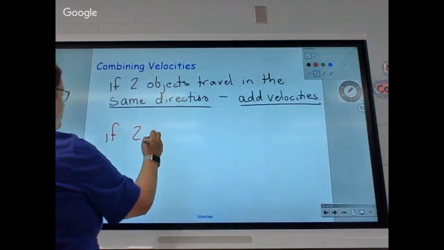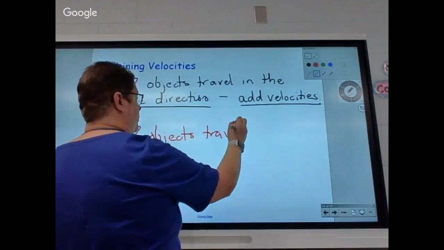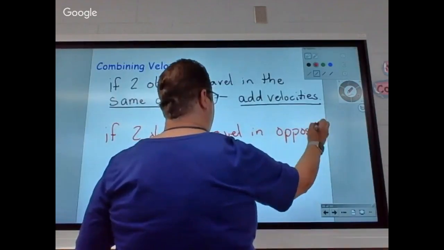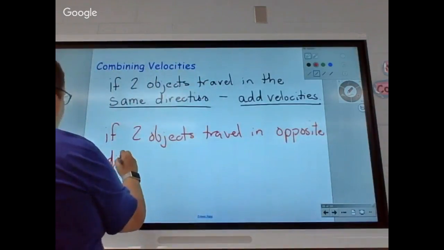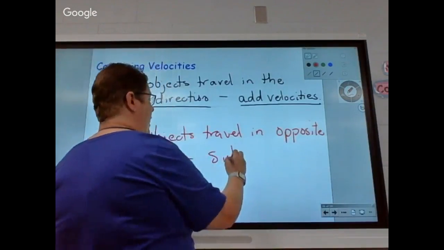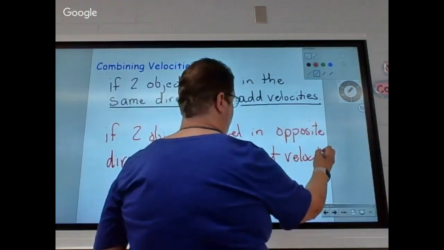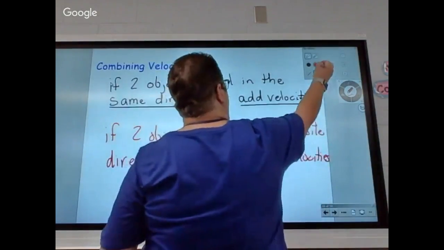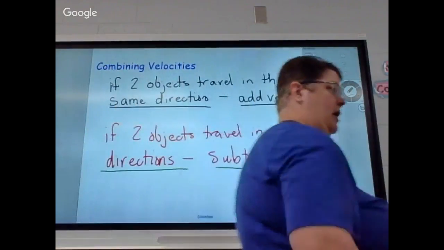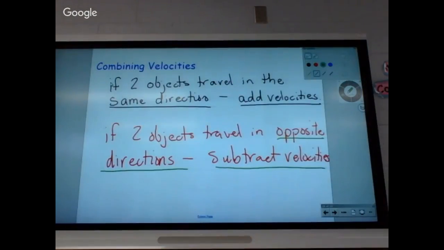If two objects travel in opposite directions, you subtract velocities. And I'll let you write the rule and then we'll talk about how that works. Y'all have experienced this, even though you may not realize it.